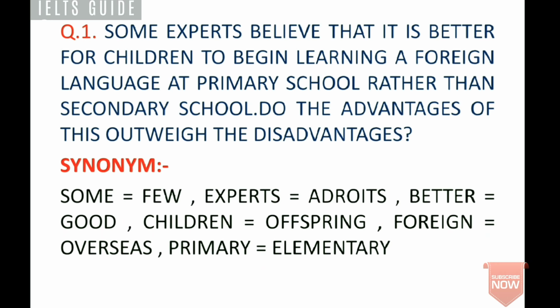Okay, 'some' means I think that 'few' is best for that. 'Experts' means 'adroits'. 'Believe that it is better' means 'good', for children to begin learning a foreign language at primary school. For 'children', I think we can use 'offsprings'. 'Foreign' we can use 'overseas', and for 'primary school' I think 'elementary school' is better. And 'secondary school', I don't think I need to change that. I will keep that as it is, and then I'm going to write the introduction for this question, friends.